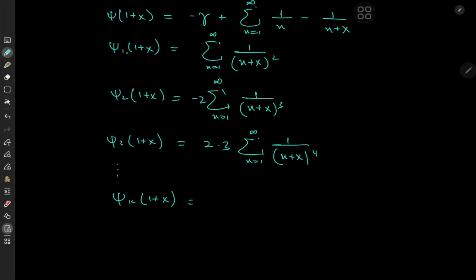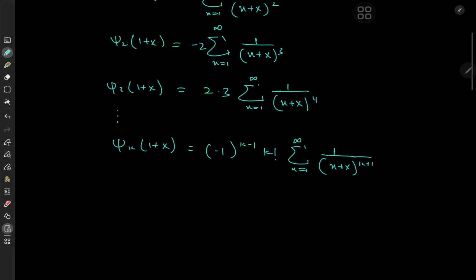And notice something, that when the index is odd, we have positives, and when it's even, we have negatives. So that means we should have negative 1 to the k minus 1, I believe, so that the odd values of k give you even powers. We should have a k factorial term, and then we should have the sum over n from 1 to infinity of 1 over n plus x to the 1 plus k. So this is really cool. We have k minus 1, k plus 1, and k all in the same expression.